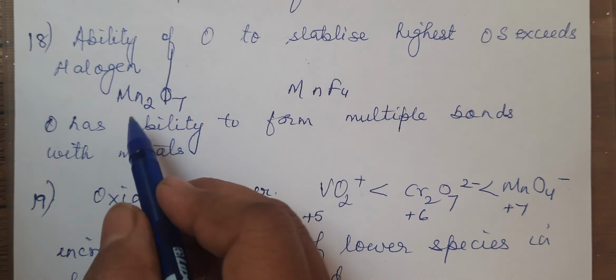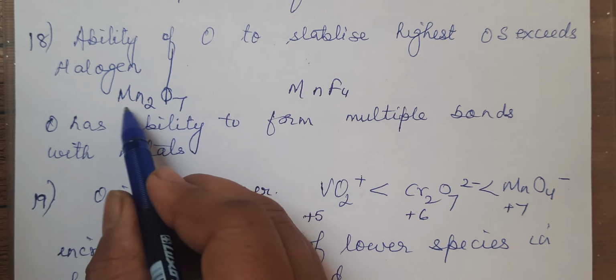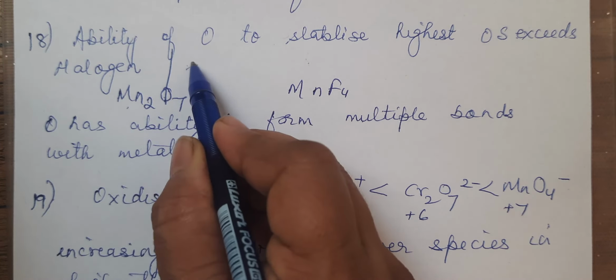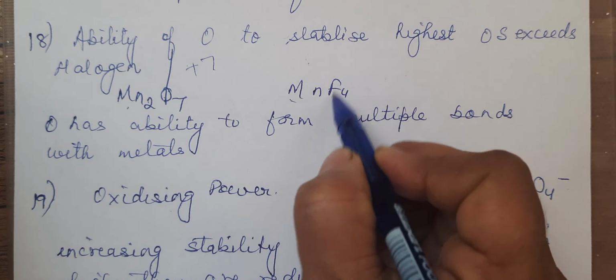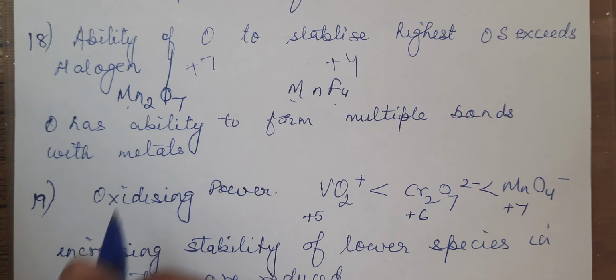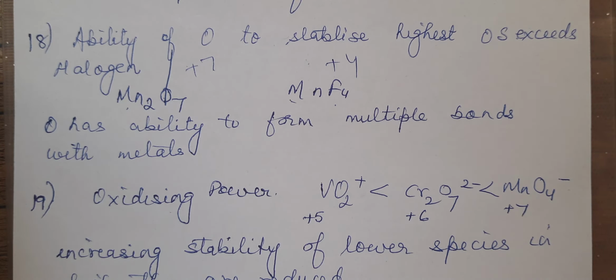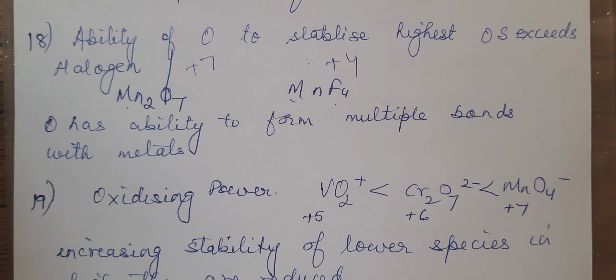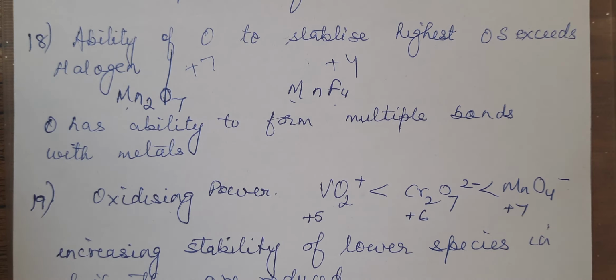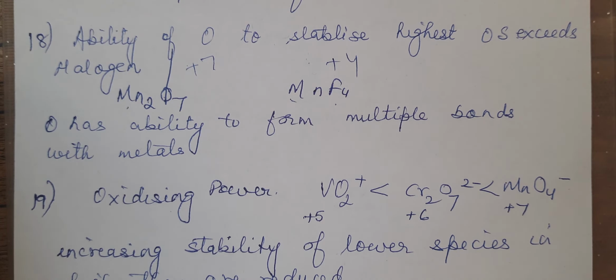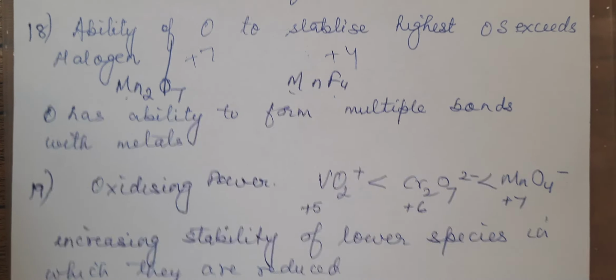Or you can be also asked like that, Mn with oxygen can exhibit +7 oxidation state, but with fluorine it is exhibiting only this. Why? Because oxygen has the ability to form multiple bonds. It can form multiple bonds with the metal. So that is the reason why it can exhibit the higher oxidation states with the oxygen. Next question.